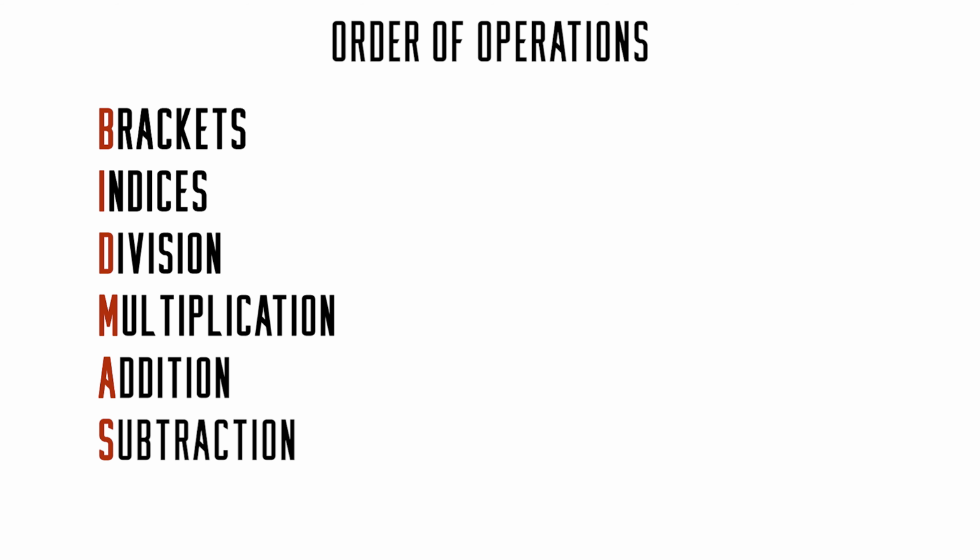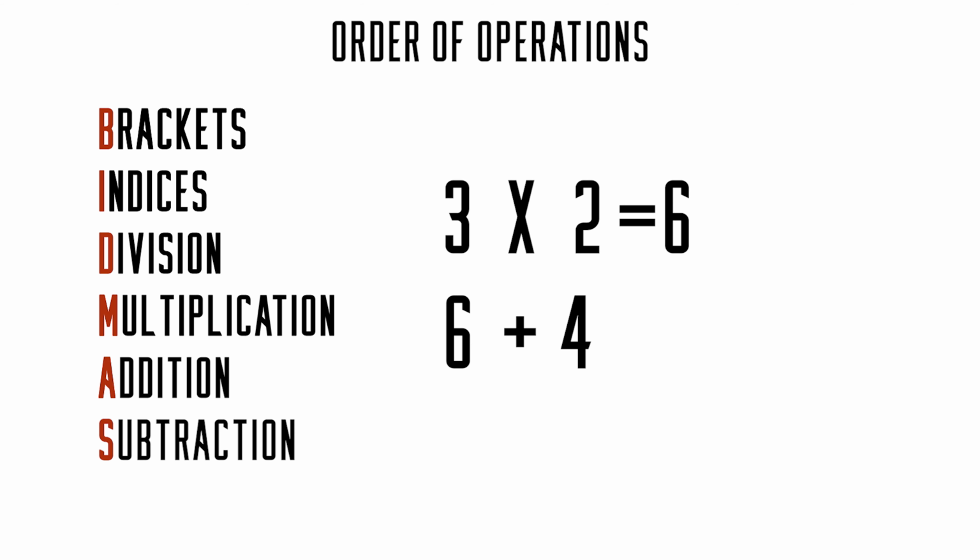For example, if we followed BIDMAS for our first sum, we would do the multiplication first, as this comes before the addition in BIDMAS. So we have 3 multiplied by 2, which is 6, and then add 4 to give us an answer of 10.